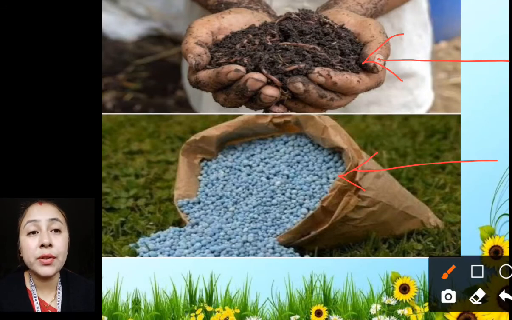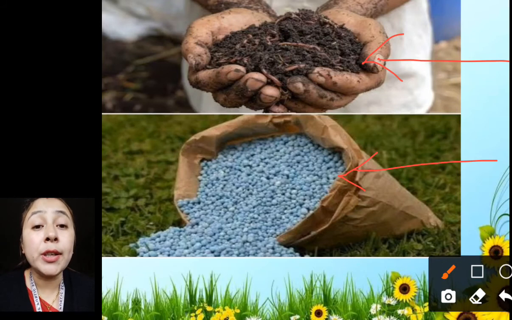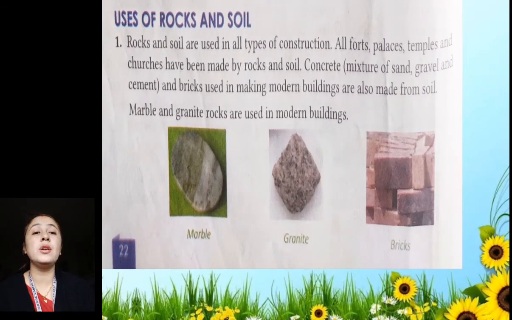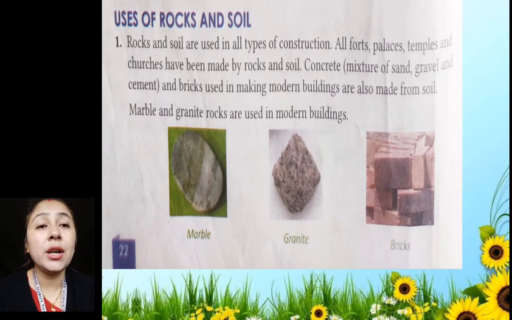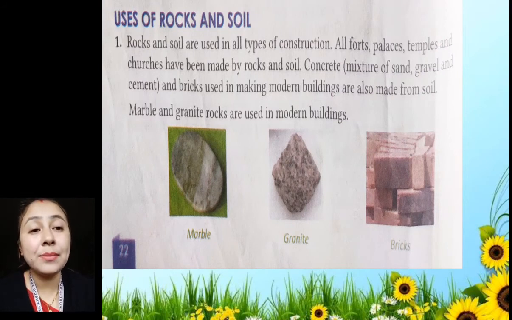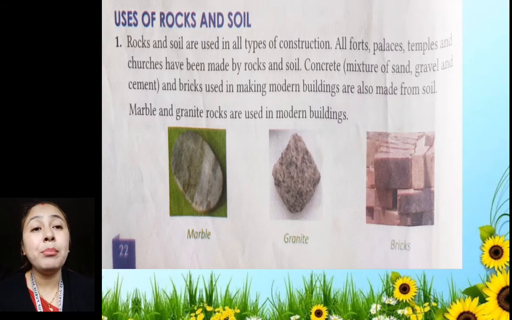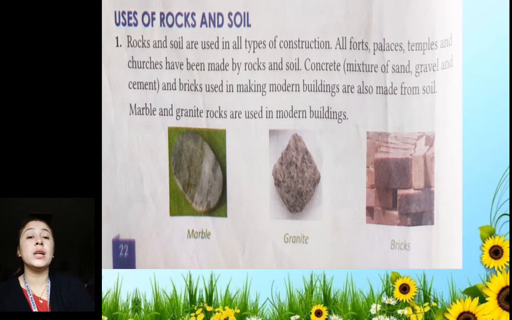So the first picture, the above picture, is manure, and the picture below is a fertilizer, or a chemical fertilizer. Now next, children, we will learn about uses of rocks and soil. So rocks and soil are used, number one, in all types of constructions. All forts, palaces, temples and churches have been made by rocks and soil. So rocks and soil we use mostly for the construction of buildings.